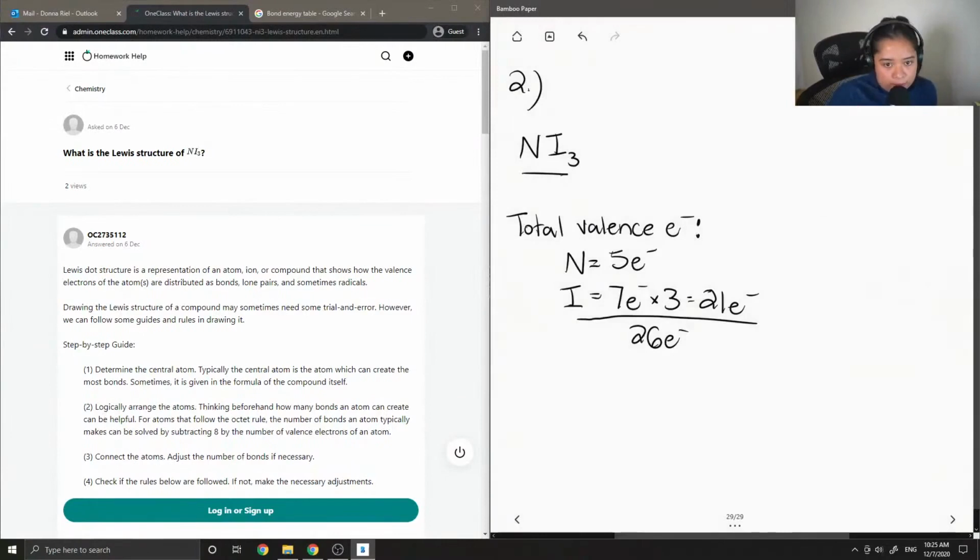Okay, so now let's draw our nitrogen in the middle and a single bond to each of the iodines. And then now I'm going to draw all of the lone pairs on iodine. 1, 2, 3, 4, 5, 6.